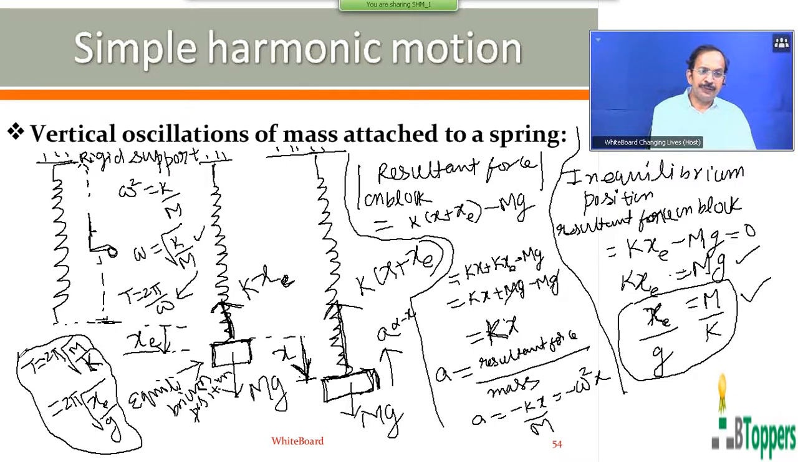So the time period of vertical oscillations of the spring mass system is given by 2 pi root of m by k. You can also write it as 2 pi root of xe by g, where xe is the elongation of the spring from its natural length in the equilibrium position of the block. Remember that xe is not the amplitude of oscillations. xe is the elongation of the spring from its natural length.